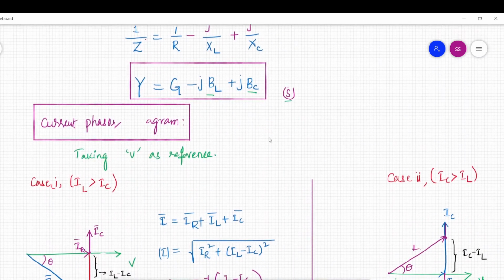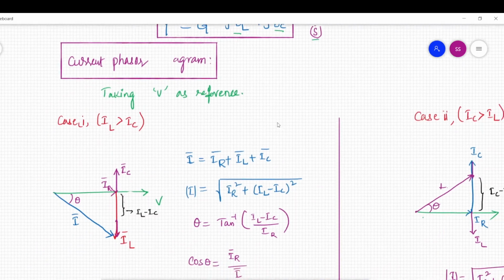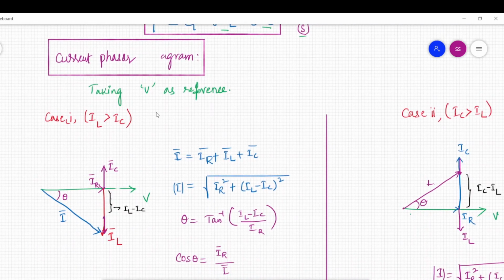So we will be having three cases here. The first case is IL greater than IC. So that happens when XC is less than XL, because I and X are inversely proportional. So if X is less, I will be high. Okay, so that's why I have given this. Okay, so IL will be more when, sorry, here XL should be less than XC.